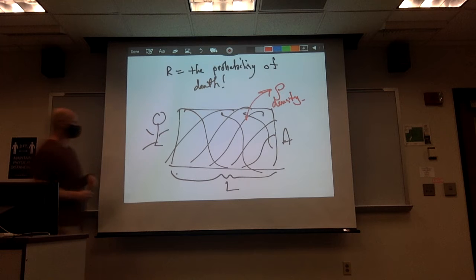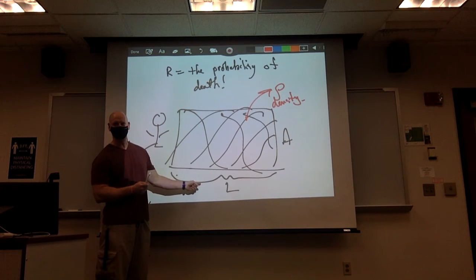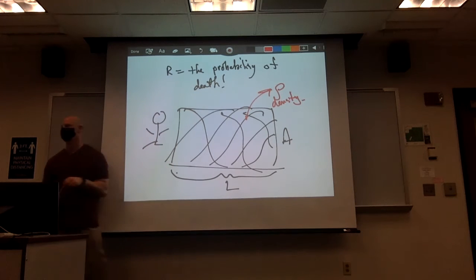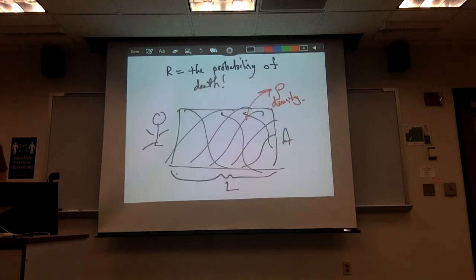So let's think about the probability of death. First of all, how does his probability of death depend on L? Meaning, if I increase the length of this, is his probability of death going to increase or decrease? It's going to increase, right? So the first thing I can say is that this thing is directly proportional to the length. The longer I make this thing, the more likely he is to die. Great.